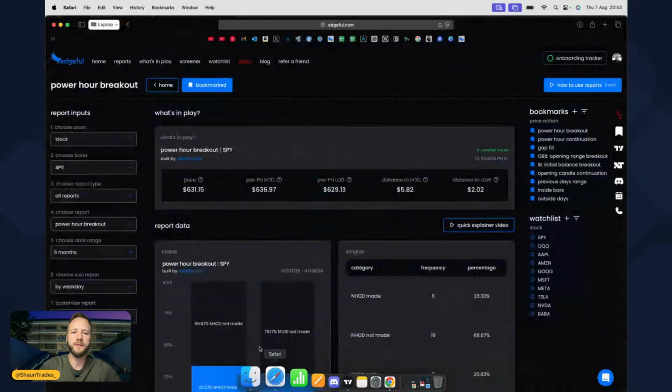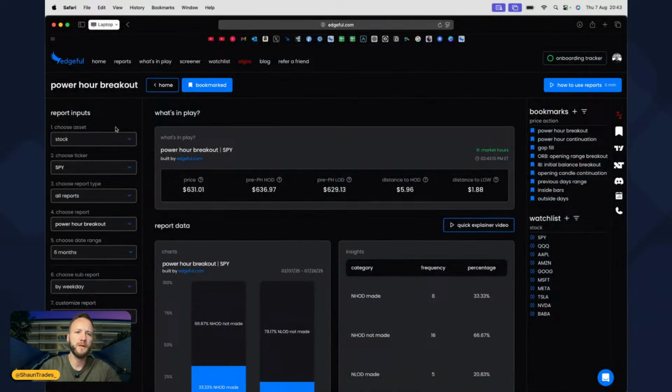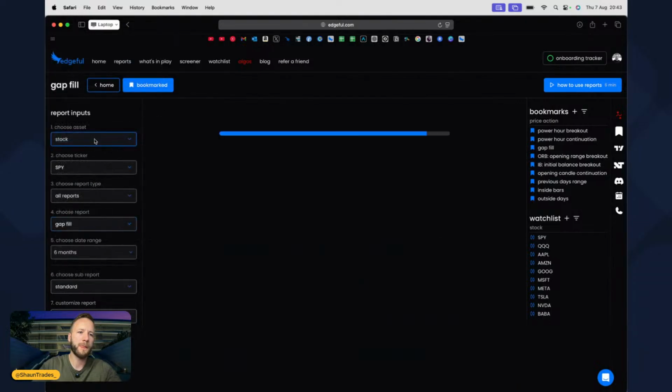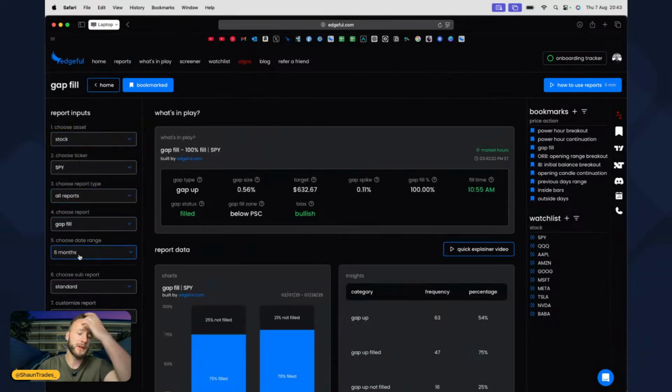Now let's look at the data. All right, so we'll go to reports, go to gap fill. Last 6 months data, we'll just leave it like that for now. And you can see, obviously, we did just measure that at 0.55% gap size. It's actually 0.56, give or take, probably the same sort of thing. If I drew it to the cent, it probably would be that as well.